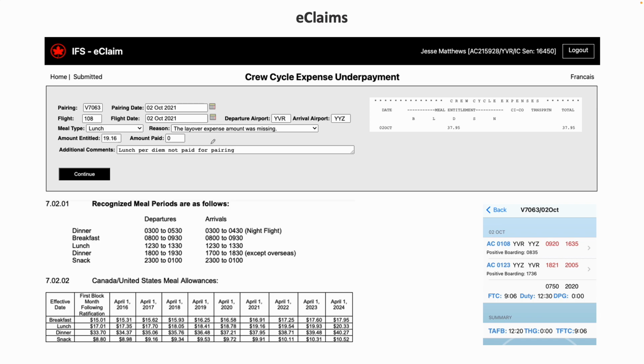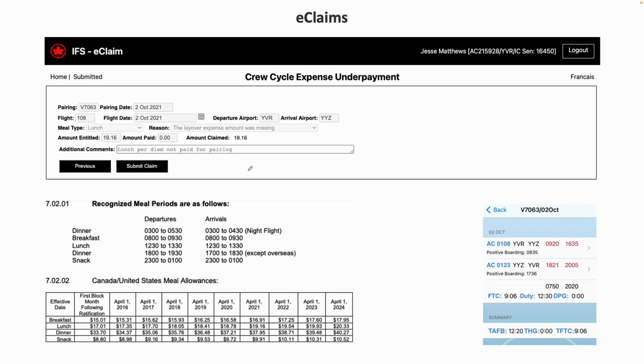And finally, in additional comments, we usually like to specify, whenever possible, what it is that we are looking for in our claim. So in this case, I'm usually just fairly straight to the point, and I have put lunch per diem not paid for pairing. Finally, once that's all done, if you hit continue, then you will be given the option to submit the claim, or you can hit previous if you want to correct something.